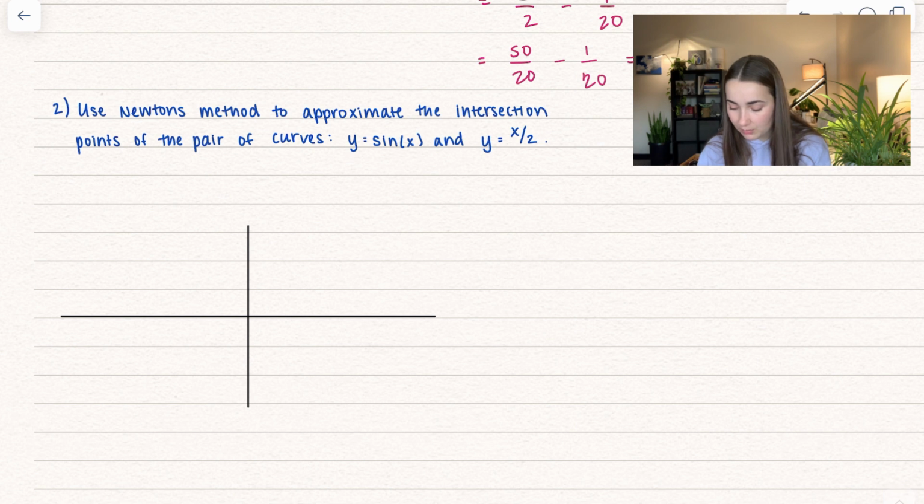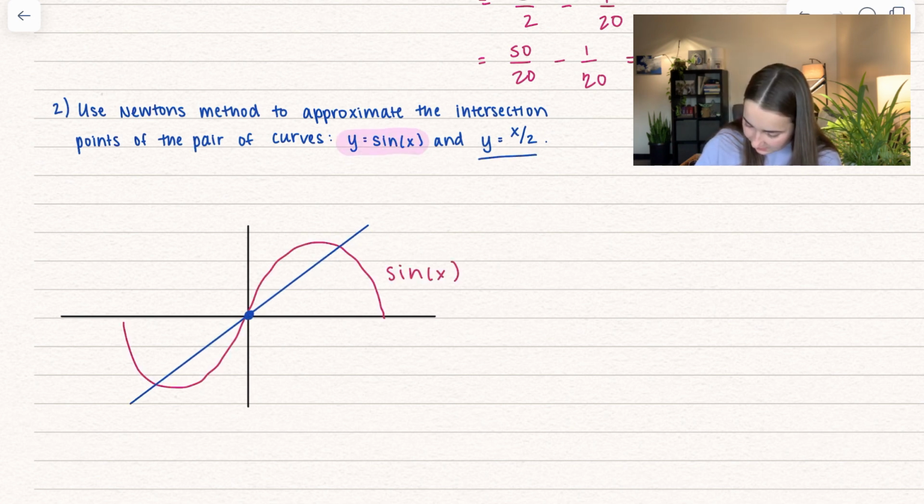We're going to talk about Newton's method to approximate the intersection points of the pair of the curves sine of x and x divided by 2. And what we're going to do first is graph them. So I'm going to graph in pink sine of x. And that's going to look something like that. So we can see here that there's going to be 3 intersection points, right?